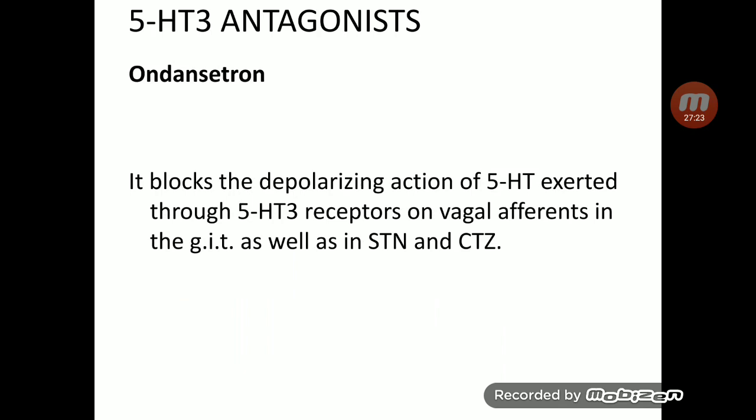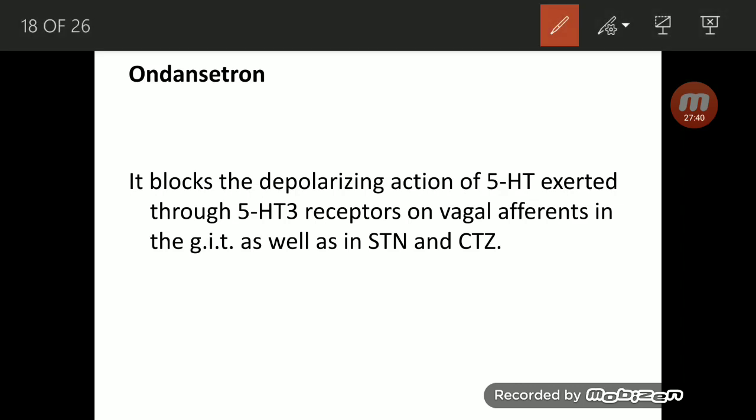So next we come to the 5-HT3 antagonists. When we talk about 5-HT3 antagonists, the prototype drug is ondansetron. Since it is a 5-HT3 antagonist, it acts on the 5-HT3 receptor. If it acts on the 5-HT3 receptor, it blocks the depolarizing action of 5-HT, which is serotonin, exerted through the 5-HT3 receptor on vagal efferents in the GIT as well as in the STN and CTZ.